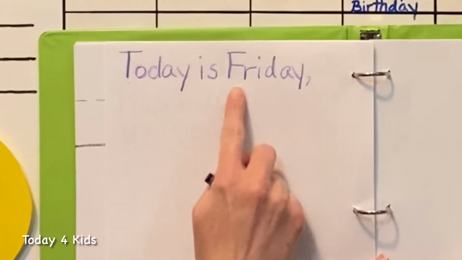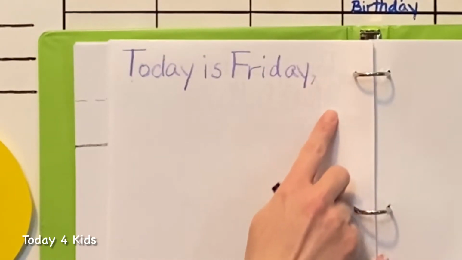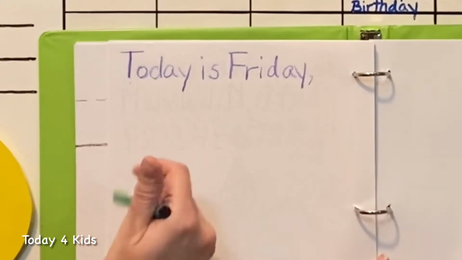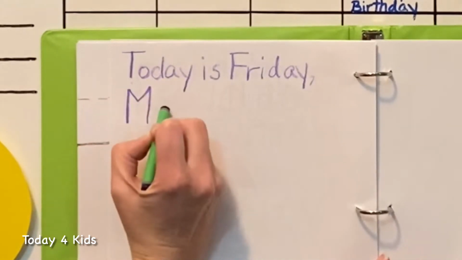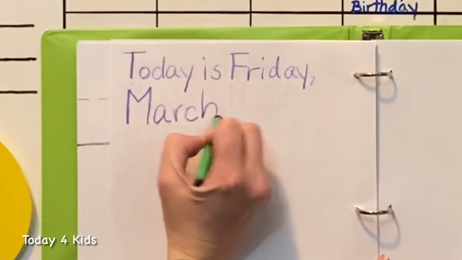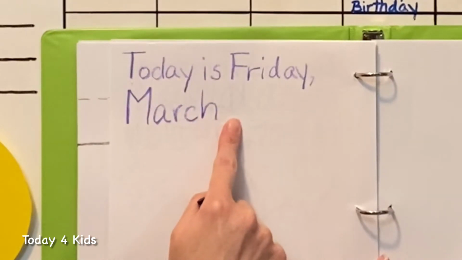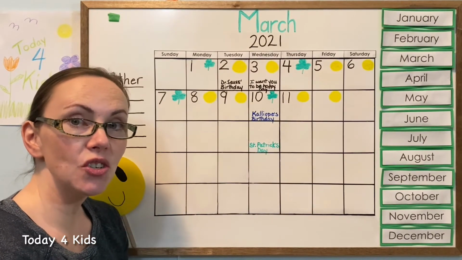Today is Friday, comma, and we've run out of room here, so I'm going to come down and go back to this side of the page and put in March. Capital M A R C H. And next we're going to put in the number. And what do you think the number is today? Do you remember what yesterday's number was?